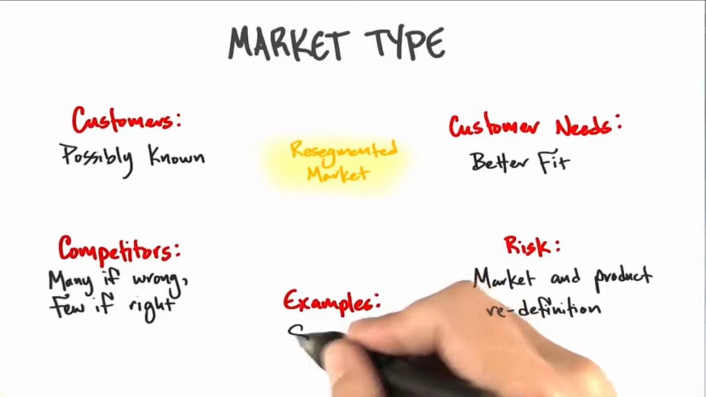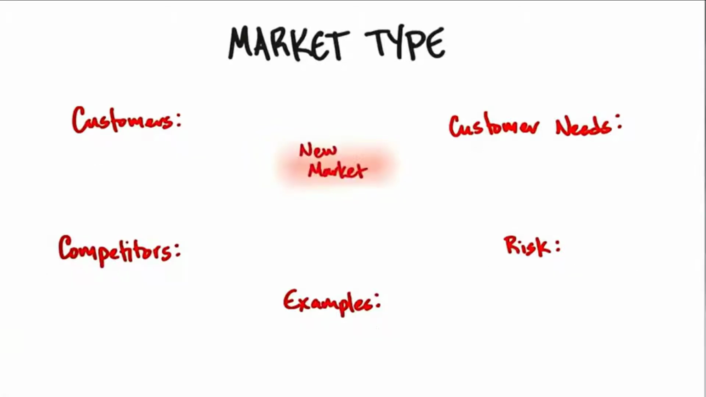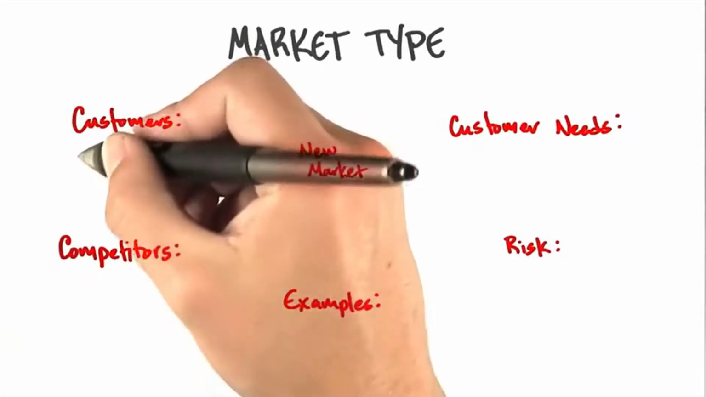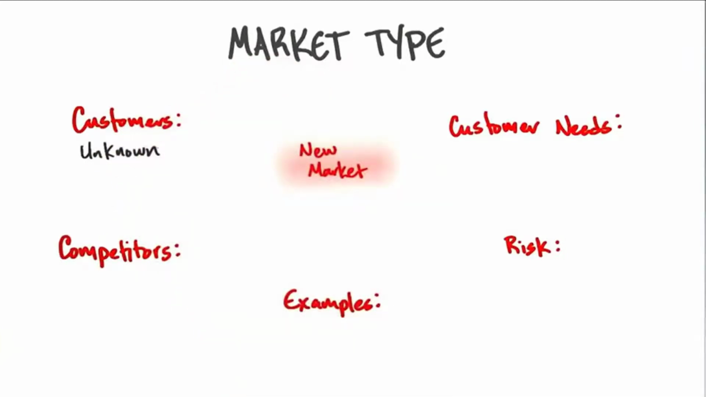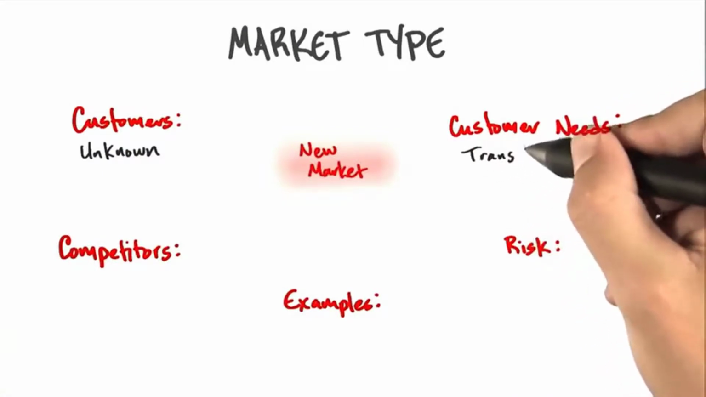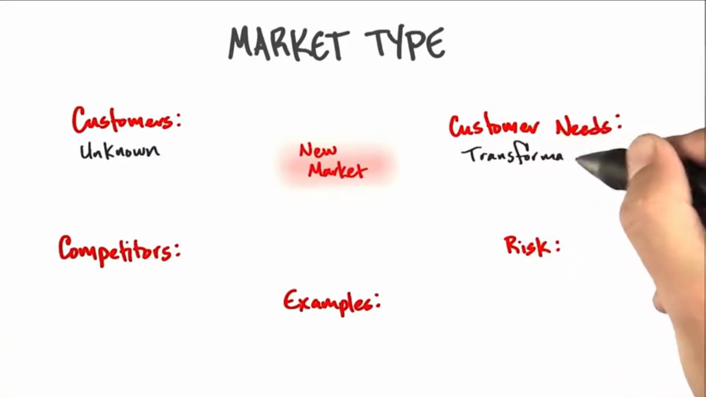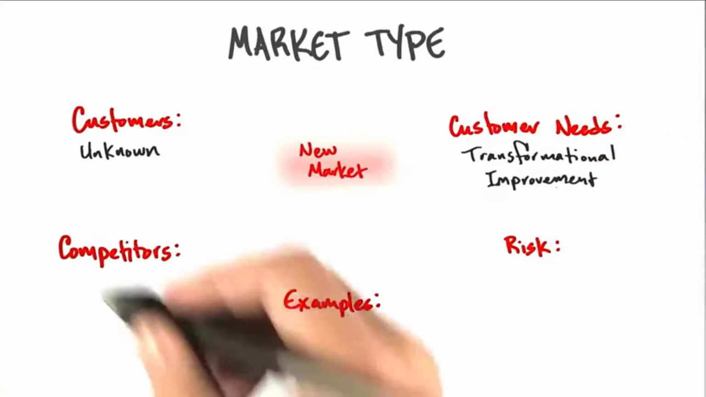A great example of this is what Southwest did. Southwest took on the airline industry by breaking up the traditional hub and spoke model and providing just very limited services, but for an extremely low price. Another is a new market, and here the customers are really unknown. All you have is a vision and a set of hypotheses. And what you're hoping is you're going to provide for customers is something transformational. Not just incremental improvement, but transformational improvement.